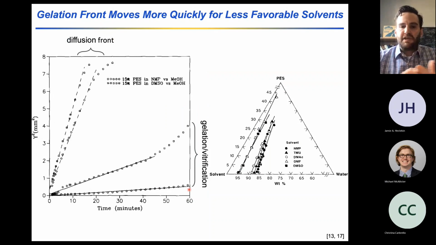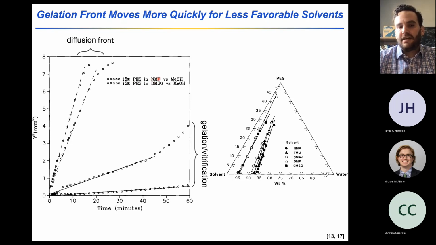And so here I'll begin by showing you the distance squared on the y-axis, and it's a distance squared sort of leading into this idea that these are diffusion controlled processes at short time scales. And so this allows us to identify diffusion controlled behavior by plotting it as a length squared versus time. And so here there's two length scales plotted for two different polymer solvent systems. And so there's the length scale associated with the diffusion front, and that's plotted for a polyether sulfone in NMP and a polyether sulfone in DMSO.